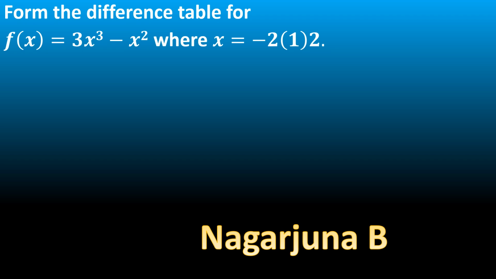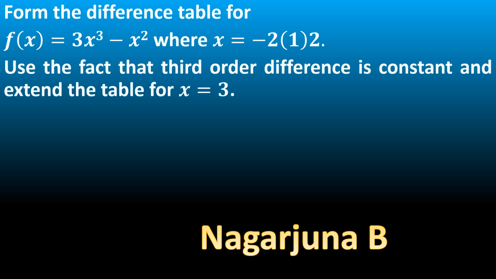That is, the starting value will be minus 2. Next value will be minus 2 plus 1, that means minus 1. The next value will be minus 1 plus 1, 0. Next value will be 0 plus 1, 1. Next value will be 1 plus 1, 2. Like that, you need to start with minus 2 and go up to 2 by incrementing the value of x by 1.